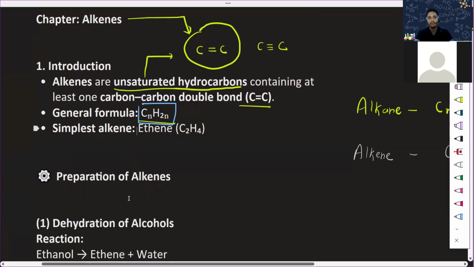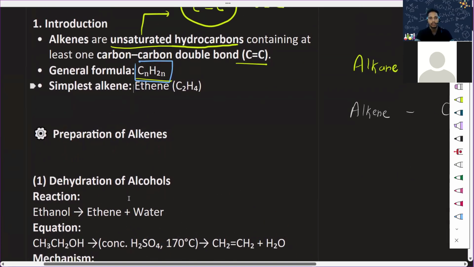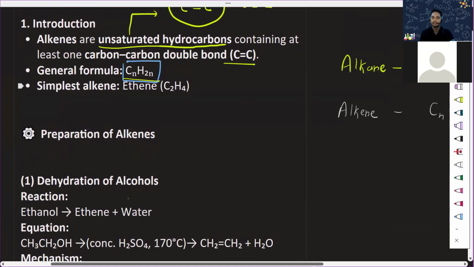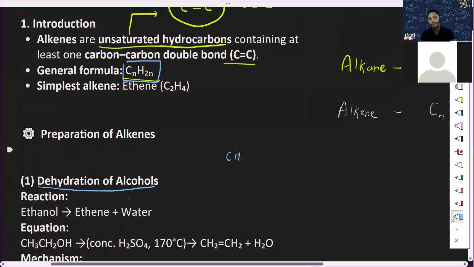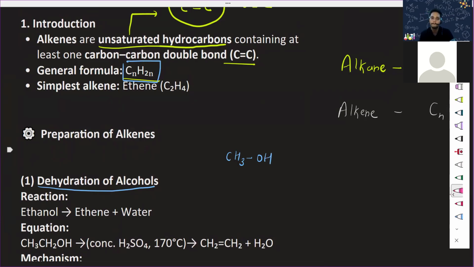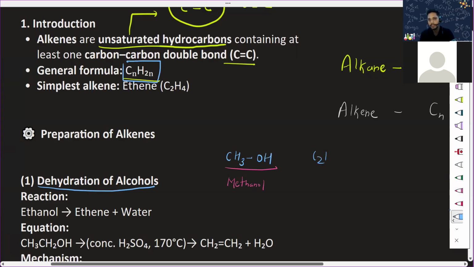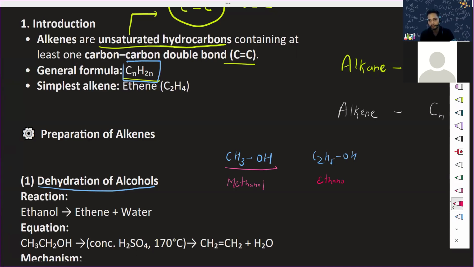Okay, now let's go for the preparation. I will teach you the mechanism of that. First, dehydration of alcohol. What is alcohol? Let's talk about this alcohol. Can you name this alcohol? This is methanol. Am I audible to you? Yes, sir. This will be C2H5OH. This will be ethanol.